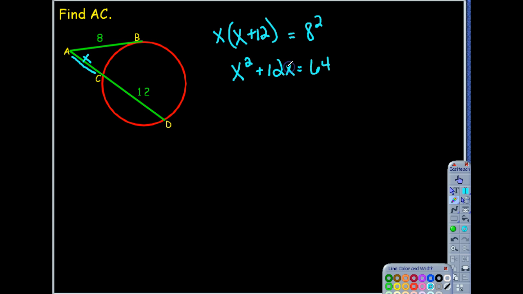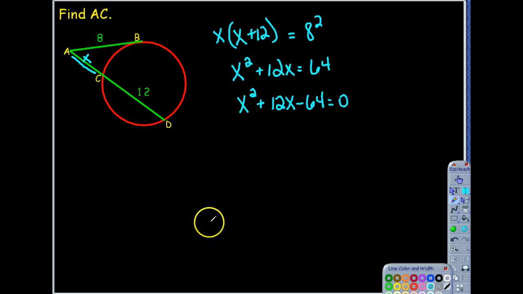Now, when we've got a quadratic equation that has an X squared term as well as an X term, what are we going to have to do to be able to solve this? We have to get it all equal to 0. So move everything to one side. And I think it'd be easier to subtract that 64 and get it into what we call standard form.